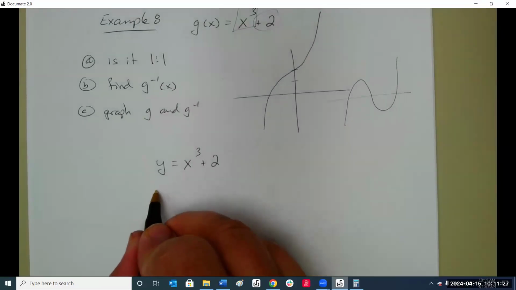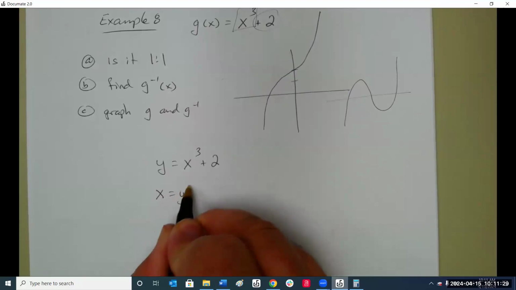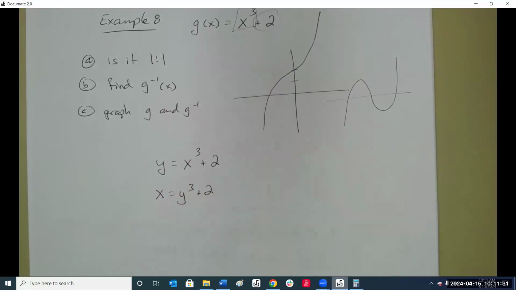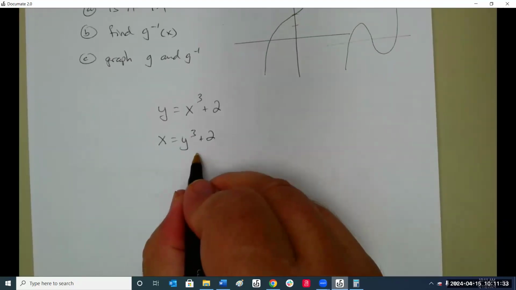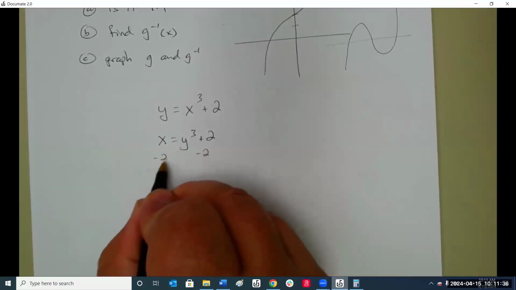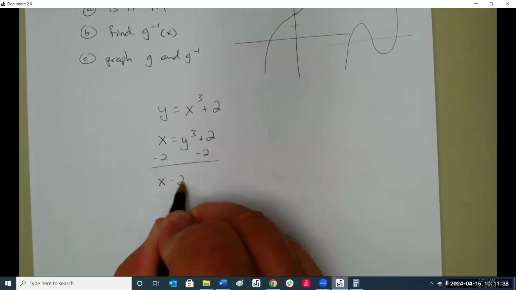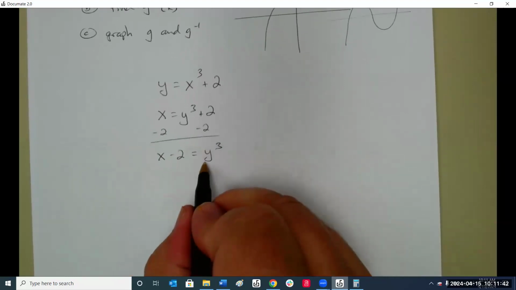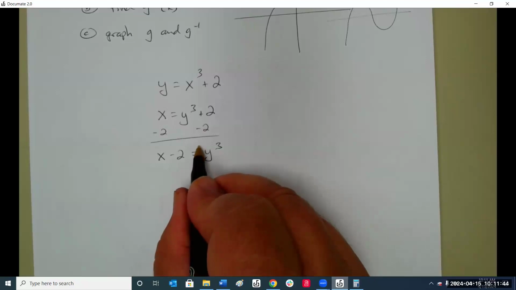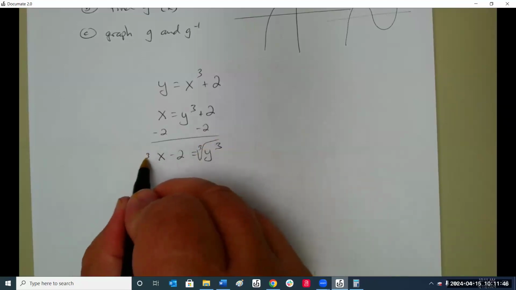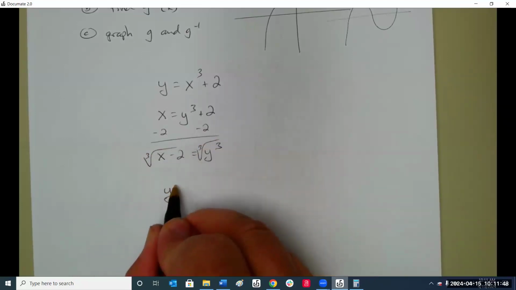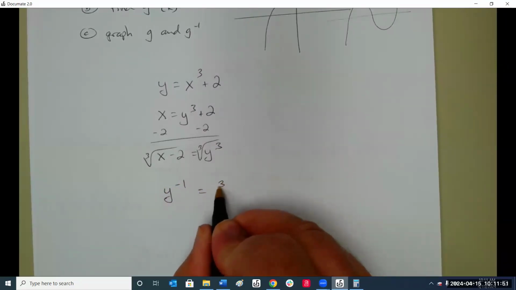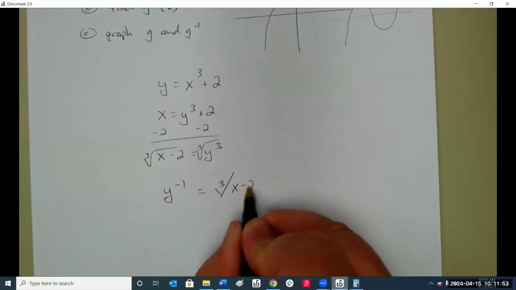So the first thing we have to do is switch x and y and solve for y. Then I cube root both sides. So the inverse equals the cube root of x minus 2.